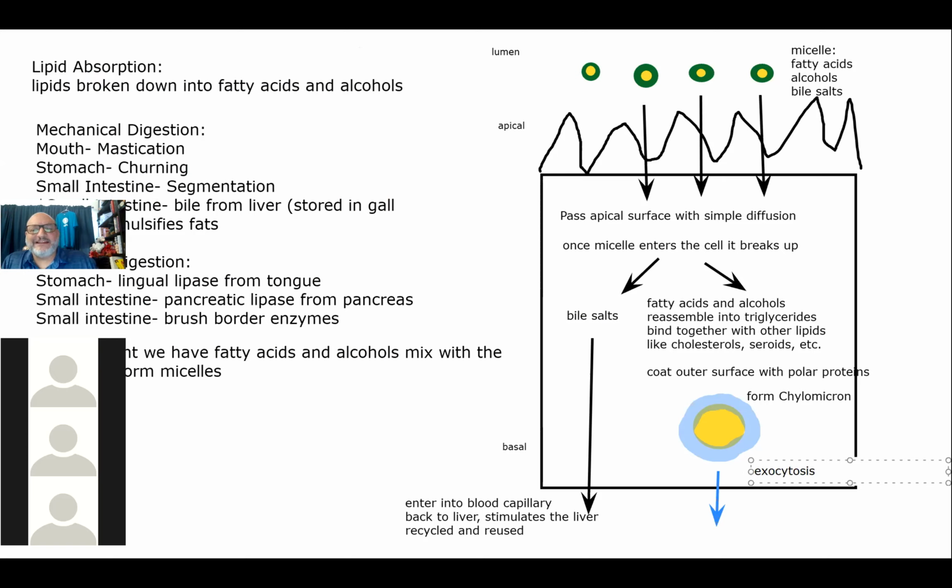They primarily leave via facilitated diffusion. So the bile primarily leaves via facilitated diffusion to go back into the blood and be recycled and reused.